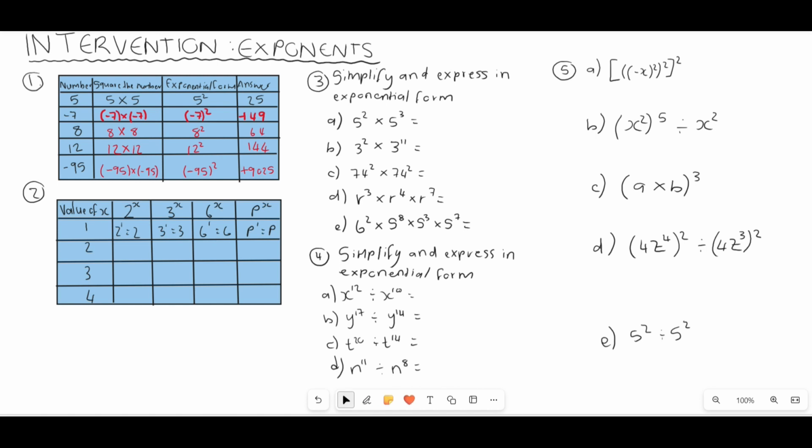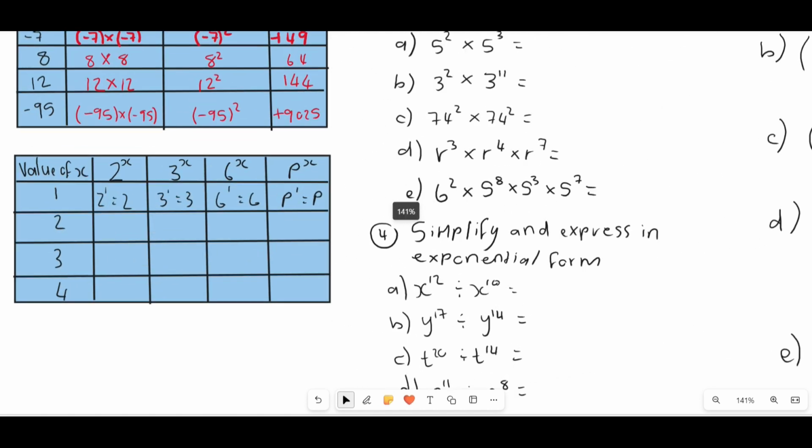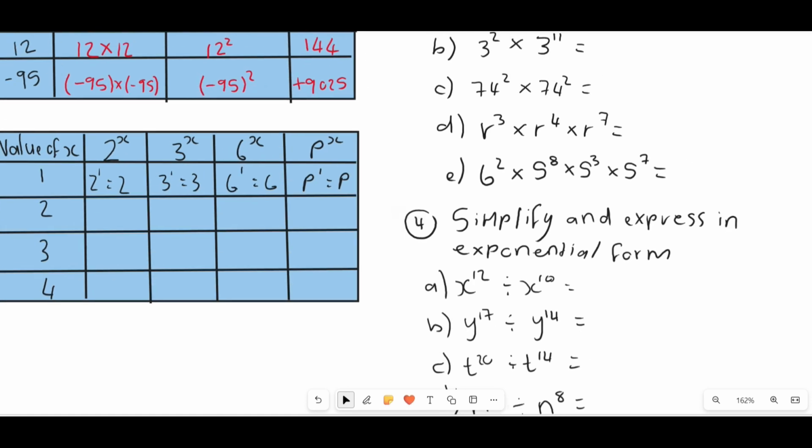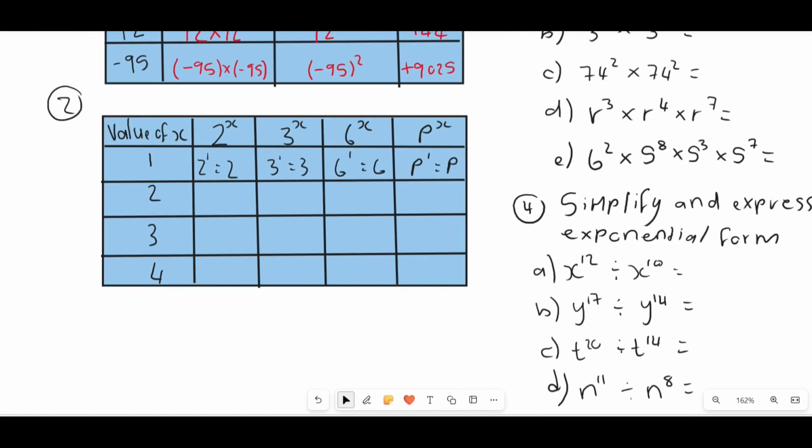Okay, I'm going to zoom in. I'm scared that not everyone can see. So here you go. I'm just going to zoom in for that one.